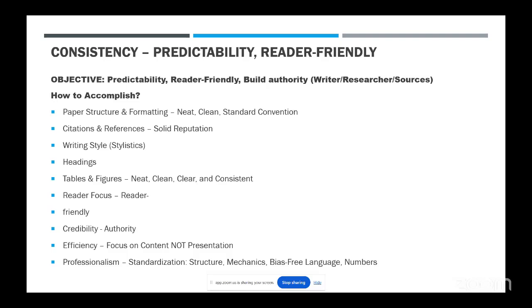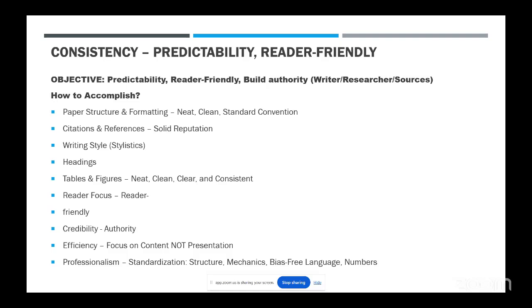Again, you want to adhere to keeping up that solid reputation, okay? Your reputation. So you want to make sure that based on the citations as well as the references, your readers can find your information. And not just your information, but the same information that you used in your presentation. Okay.